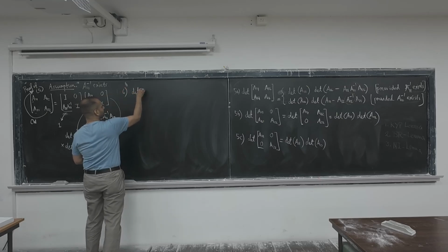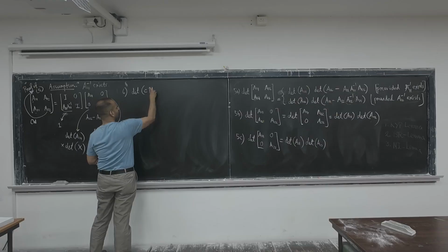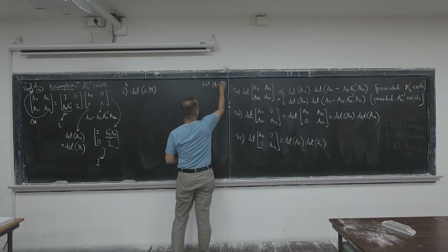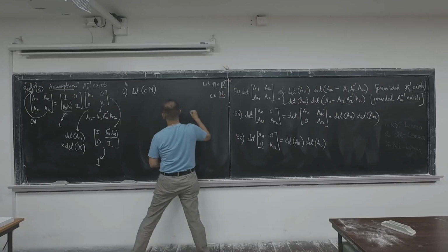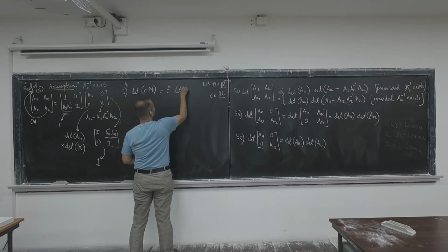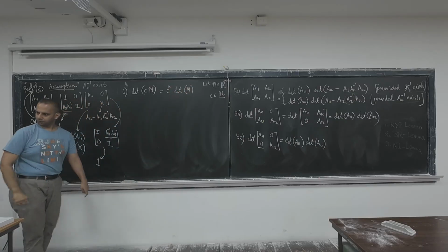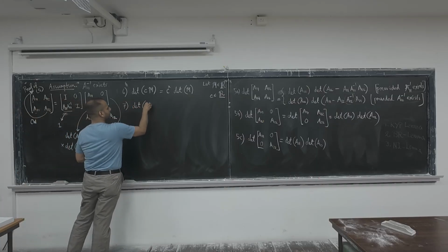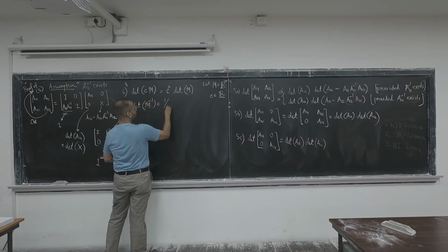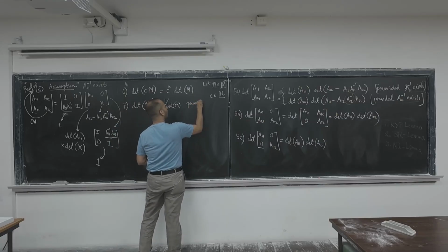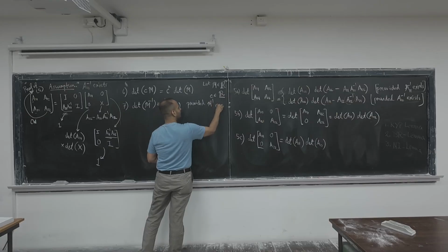Since what we were writing, the determinant of C into M, okay? Let M belong to R^(n×n), and C belong to R, okay? That is C to the power n into determinant of M. That is one of the formulas. The determinant of M inverse equals 1 by determinant of M, provided M inverse exists.